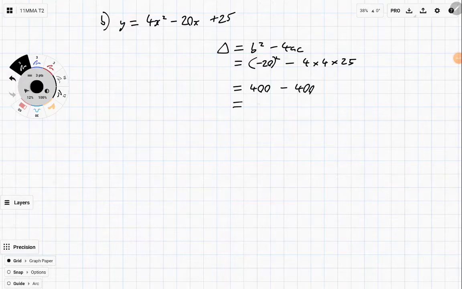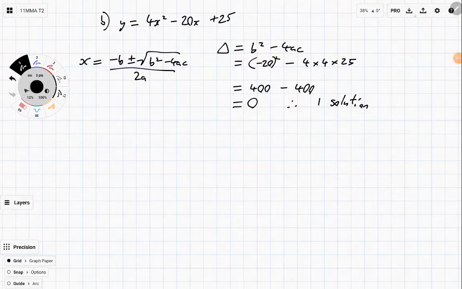400 minus 400 is 0. Therefore, we're only going to get one solution. But we need to work out what that one solution is. So now it's time to use the quadratic formula. x is equal to minus b plus or minus the square root of b squared take 4ac all over 2a.